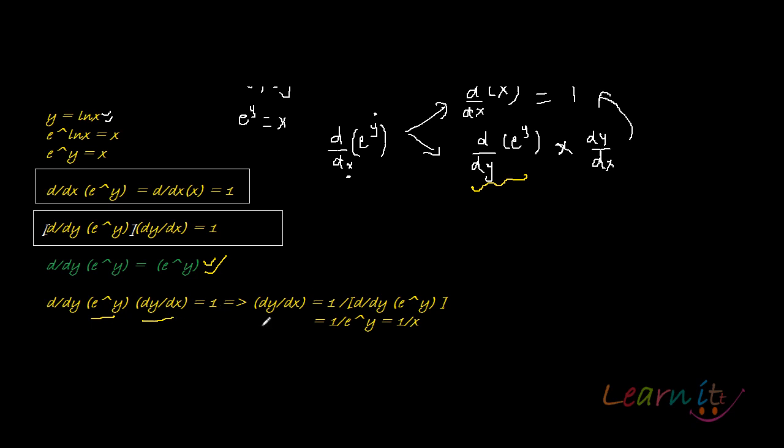Now substituting back here, we had d by dy of e to the power y into dy by dx equals 1. This implies that dy by dx equals 1 upon d by dy of e^y. The derivative of e^y is e to the power y itself, and e to the power y is equal to x, hence this will be 1 by x. So the derivative of the natural logarithm ln is nothing else but 1 by x.